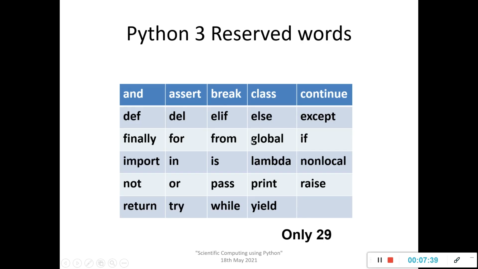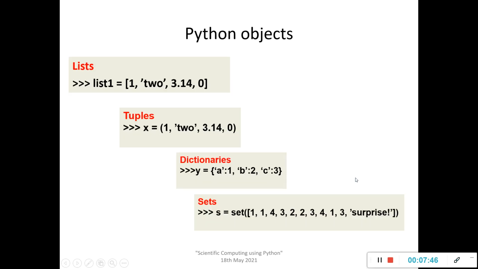The entire show is managed with the help of just 29 keywords or reserved words as shown on the slide here. These are the different Python objects like lists, tuples, dictionaries, and sets, and these are the syntax part of it. Let us not get into the details of these syntax parts.